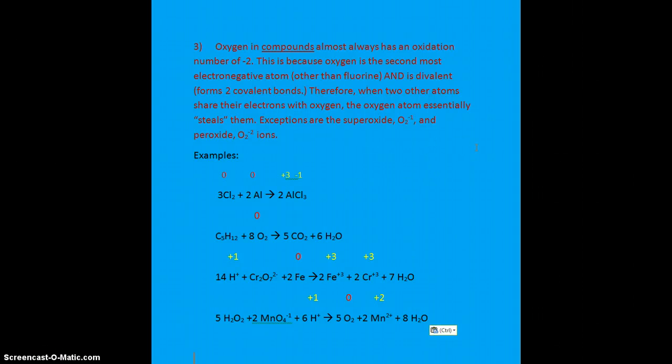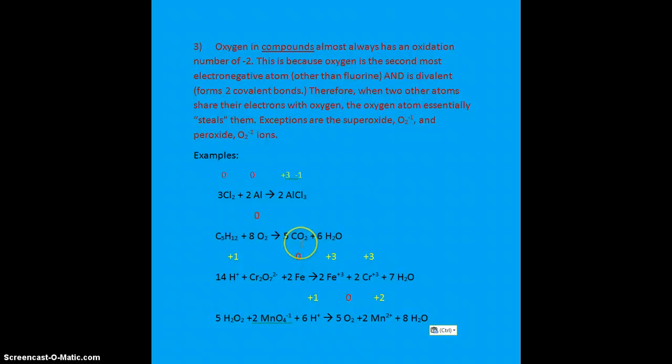When it shares twice with other atoms, it really draws the other atom's electrons towards it, and it's as if it's stealing them and is acquiring a -2 charge, which it isn't. But it's said to have an oxidation number of -2. It always tends to get reduced by other atoms. Now, that would not be the case in the first equation, but in the second equation, we see oxygen in two compounds, carbon dioxide and water.